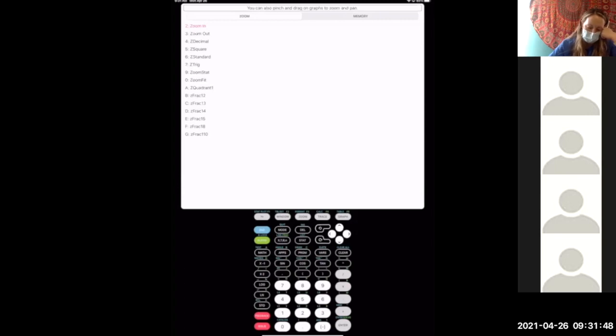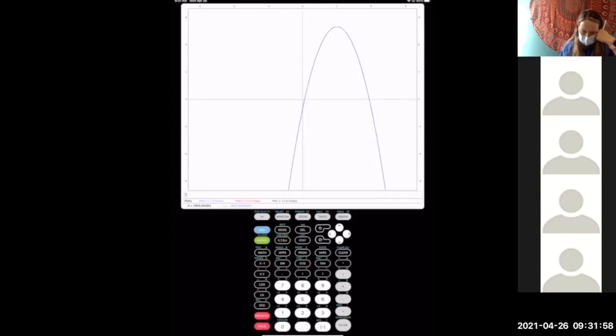So I'm going to press zoom, and then I'm going to try to figure out which one of these would probably be best. So let's see, we've got zoom in, zoom out. Eventually we're going to have to zoom in. Zoom standard, I think, is normally good. So let's hit that. And there we go. Zoom standard brought me close enough, and then you can either zoom out or zoom in from there.